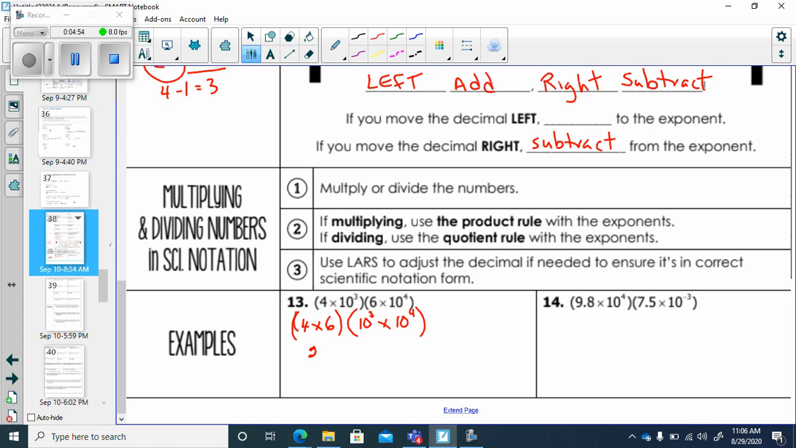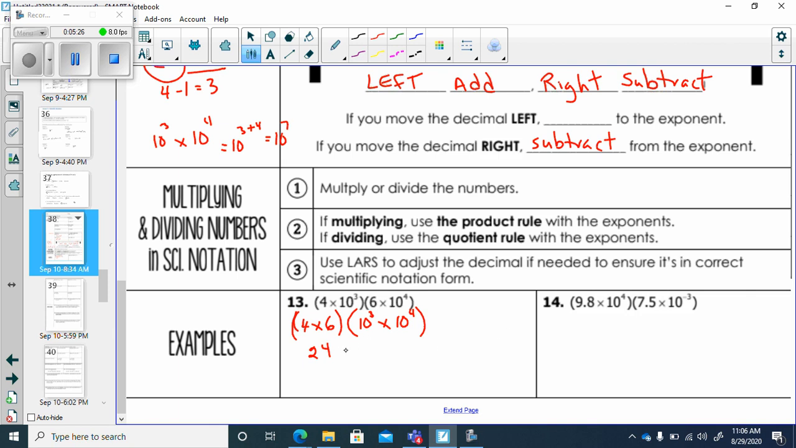4 times 6 is 24. Notice I am multiplying 2 bases that are the same. Both of these bases are 10. If I multiply two bases, think of it this way. We've done this before. 10 to the third times 10 to the fourth. When I multiplied bases that were the same, what did I do to the exponents? I added the exponents. That's right. So this would give me 10 to the 3 plus 4, or 10 to the 7.